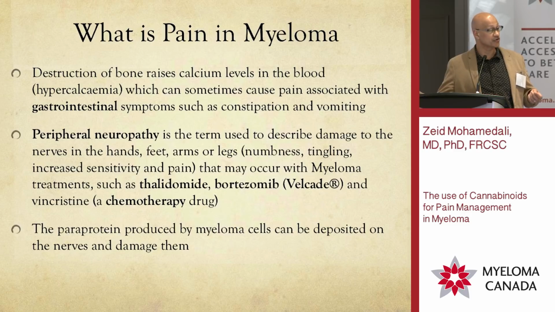You can get peripheral neuropathies because of some of the drugs that we use to treat the cancers. And then there are, of course, paraneoplastic syndromes, where proteins are released from myeloma, and in other cancers as well, that can get deposited on nerves and irritate the nerves themselves. That's a kind of neuropathic pain that evolves from that.